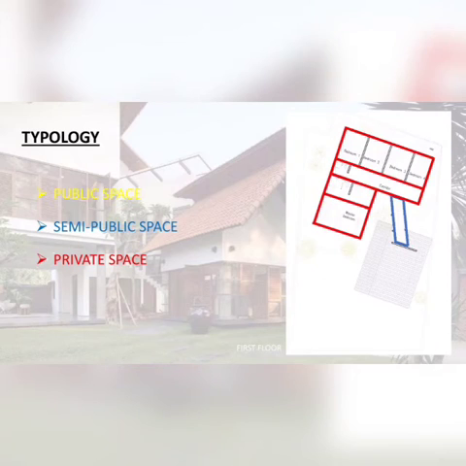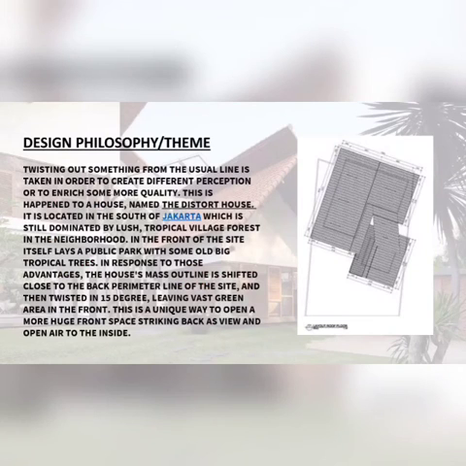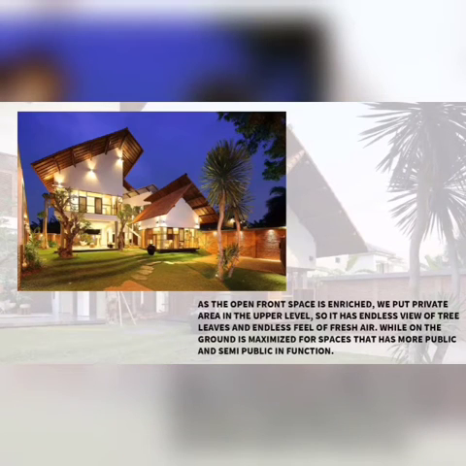As I said earlier, the ground floor is mainly for semi-public and public spaces, whereas the first floor is for private spaces. The main design philosophy or theme is twisting something out of the usual line. It is done in order to create a different perception or to enrich some more quality. This happened in the house named Destroyed House. The open green area brings benefits, and also has intermediate open space to soften the building scale to the surroundings and create a visual bridge of transition between the public park and the house itself.